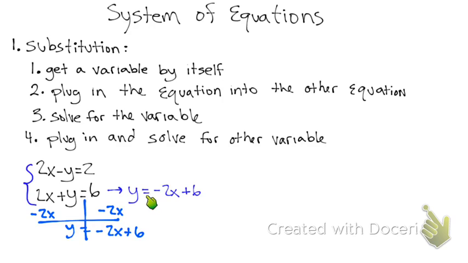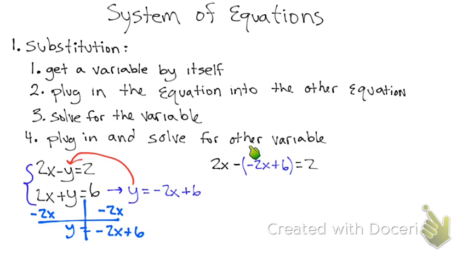Now that we have our equation where y is by itself, we can take that and plug it into the other equation where y is. You always have to plug it into the opposite equation. So what that means is you're going to have 2x minus, and then instead of that letter y, you replace it with negative 2x plus 6, and then equals 2. Everything is the exact same except for the letter y. You replace it with what y equals, which is negative 2x plus 6.